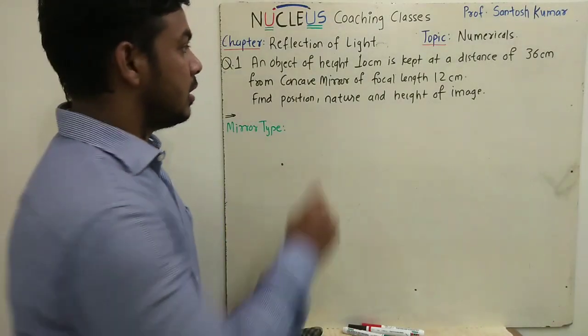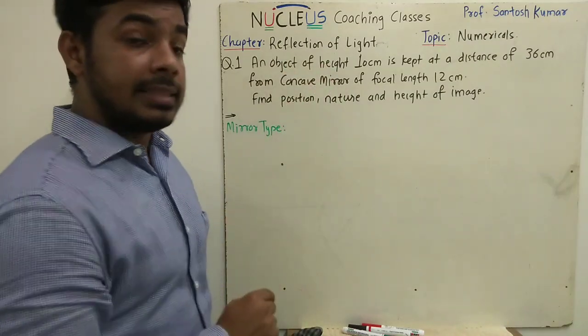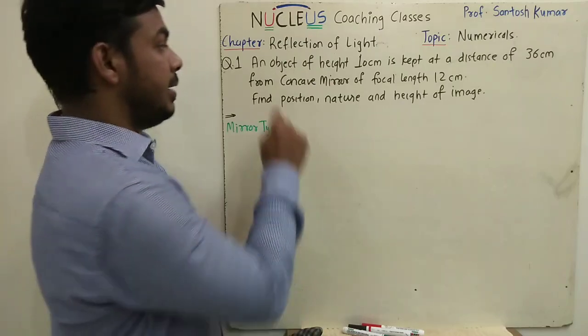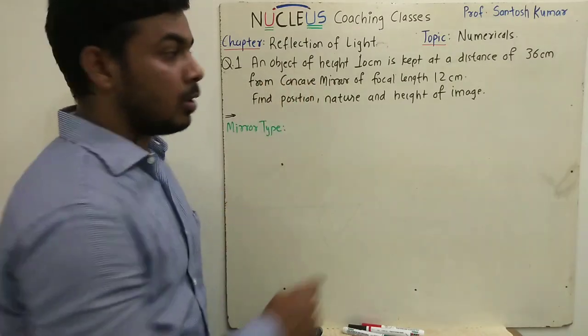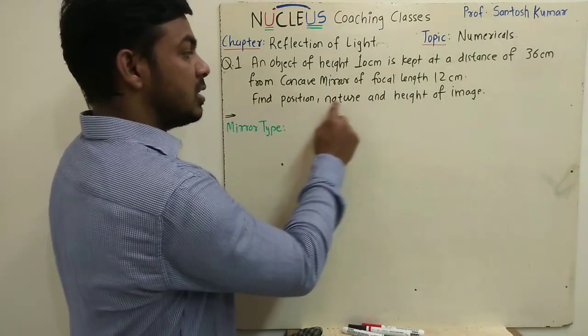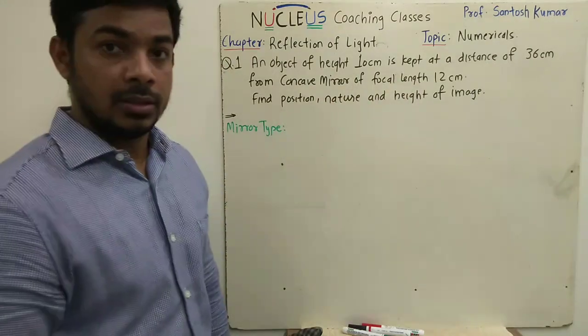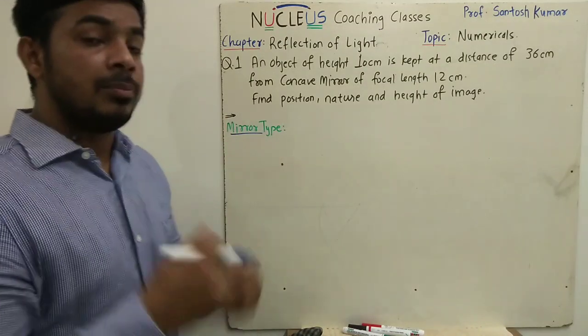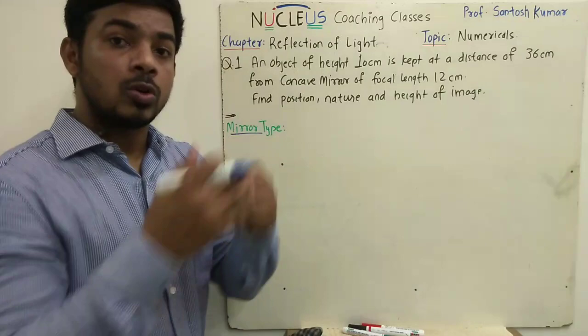So in this question, an object of height 10 centimeter is kept at a distance of 36 centimeter from a concave mirror of focal length 12 centimeter. Find position, nature and height of image. So first of all, you have to find the mirror type, whether the mirror given is convex or concave.